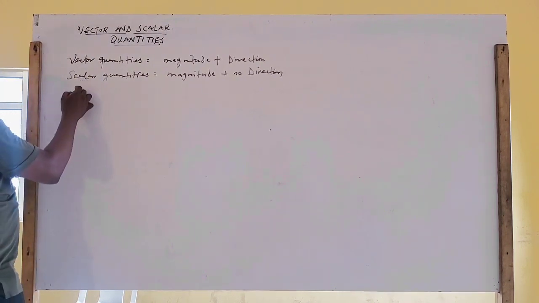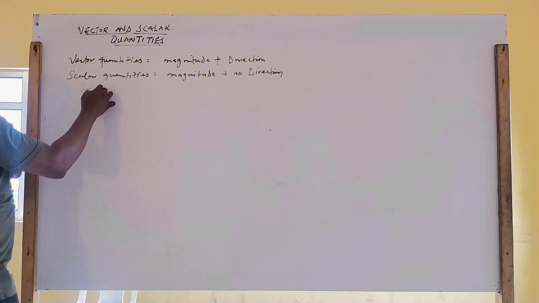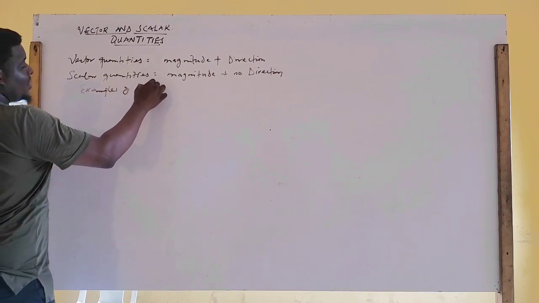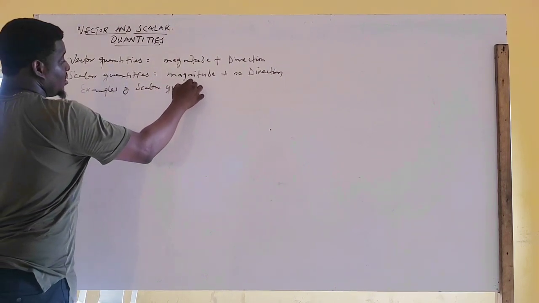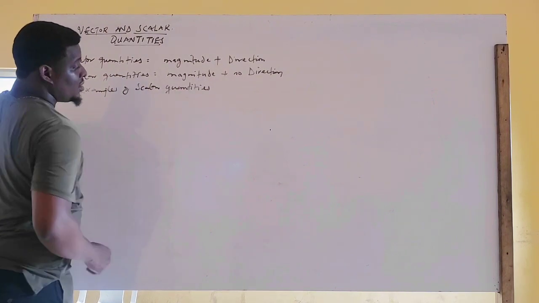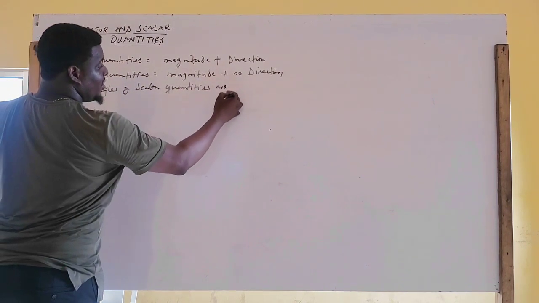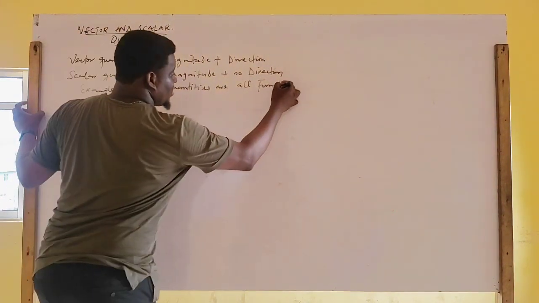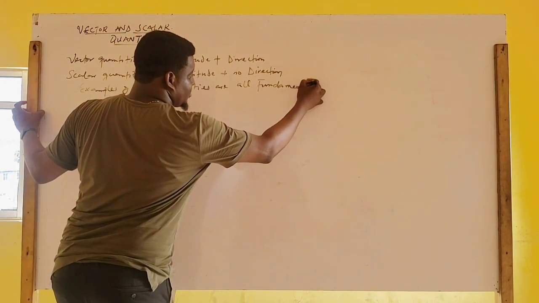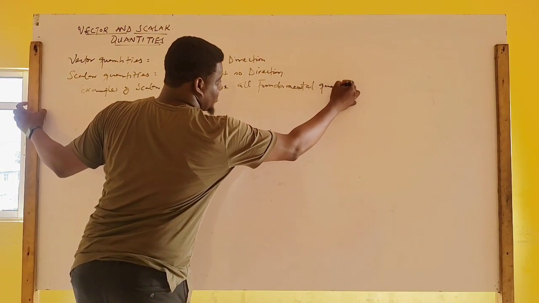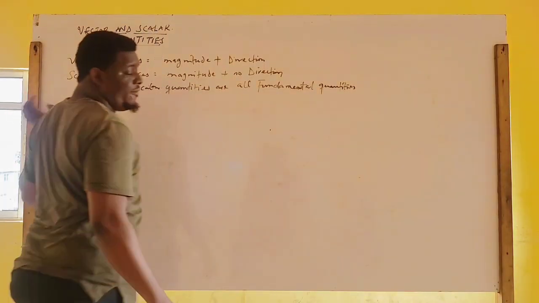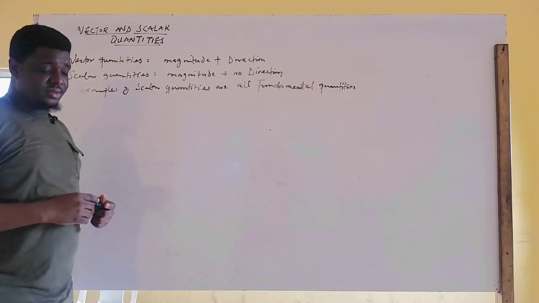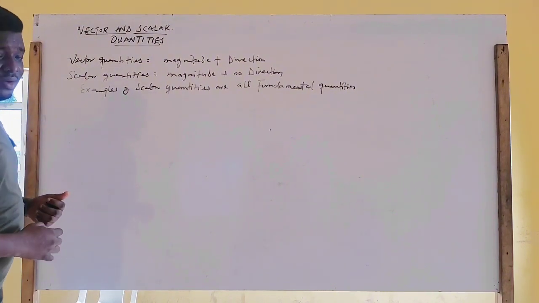And examples of scalar quantities are all fundamental quantities. All fundamental quantities are examples of scalar quantities. And what are the fundamental quantities we have?